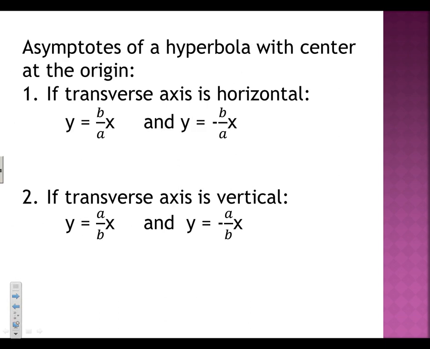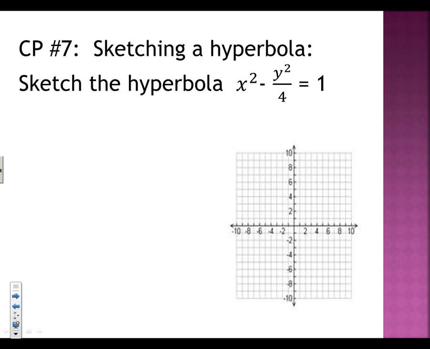Asymptotes of a hyperbola with center at the origin. Again, they're going to depend a little bit on whether the transverse axis is horizontal or vertical. So the asymptote equations are going to be y equals (b over a)x and y equals negative (b over a)x if it's a horizontal transverse axis. If it's a vertical one, then it's going to be y equals (a over b)x and y equals negative (a over b)x. So let's sketch this hyperbola.